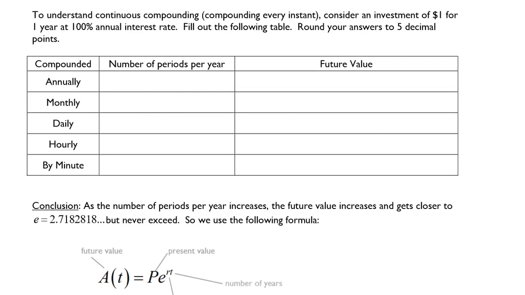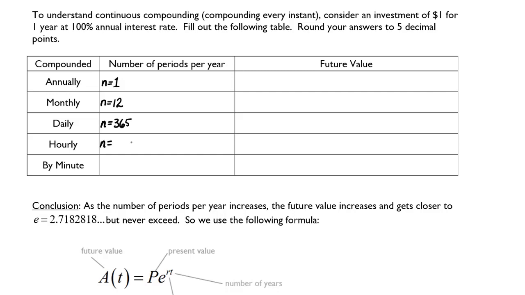To understand continuously compounding, or compounding every instant, consider an investment of $1 for 1 year at 100% annual interest rate. Let's fill out the following table, rounding your answer to 5 decimal points. First, we're given compounding information. The first compounding is annual. This would mean n equals 1 compound per year. If we had monthly compounds, it would be n equals 12. If we had daily compounds, n would be 365.